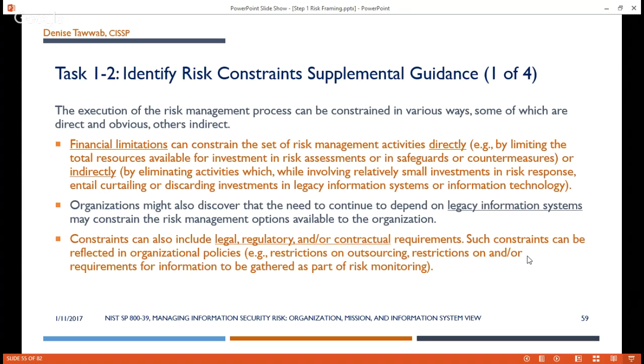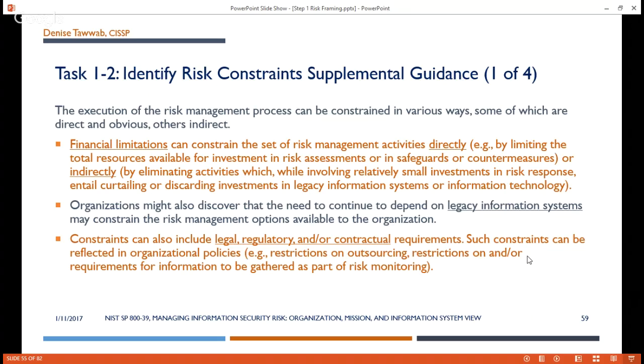Okay, constraints can also include legal, regulatory, and/or contractual requirements. Such constraints can be reflected in your organizational policies. For example, restrictions on outsourcing, restrictions on information to be gathered as a part of risk monitoring. There are a lot of things that can happen in the legal and/or regulatory space and in your contracts that can constrain how you approach risk management.